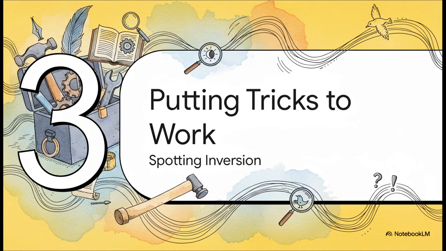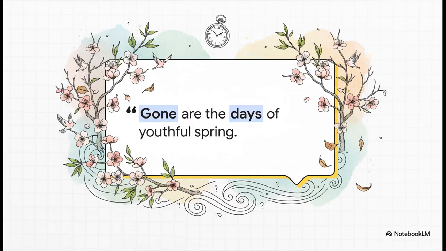Let's look at a few examples and see if we can spot the inversion together. This is where it gets fun. Here we go. First one. Gone are the days of youthful spring. Go on. Try that reorder it test in your head for a second. Can you flip it back? Notice the verb are comes before the subject, the days. That's a huge giveaway right there.